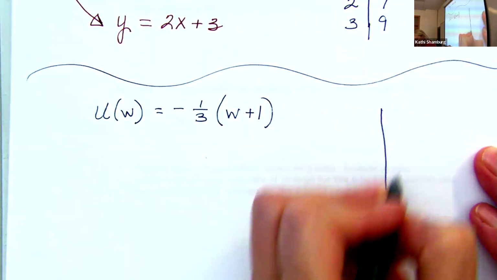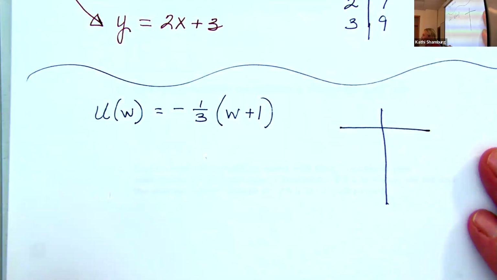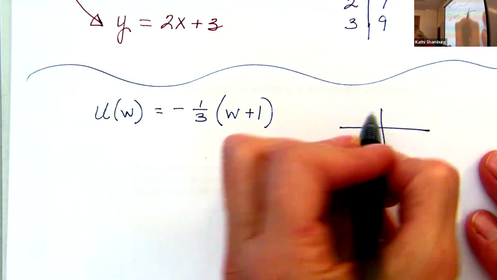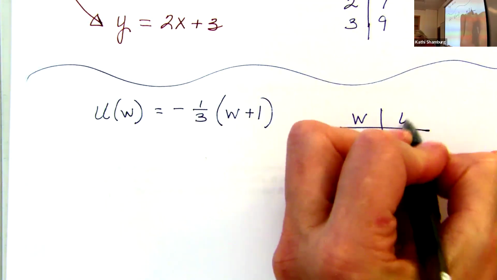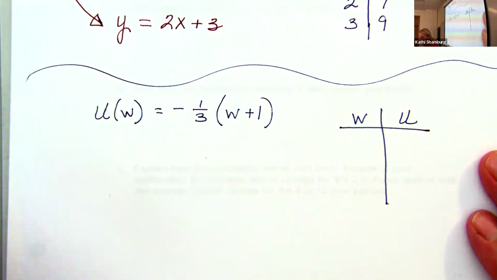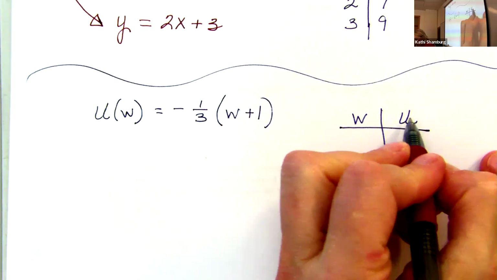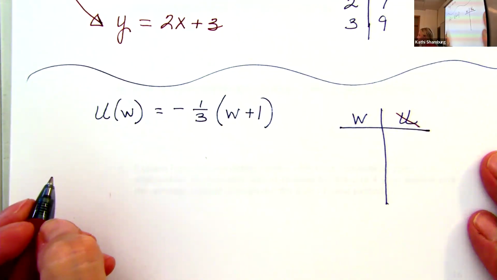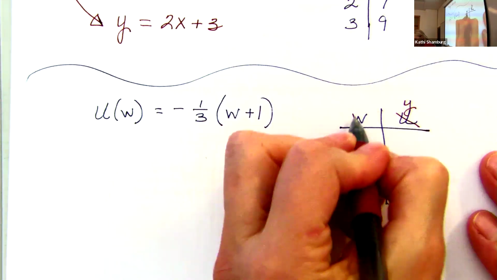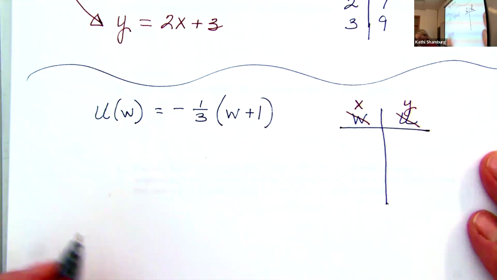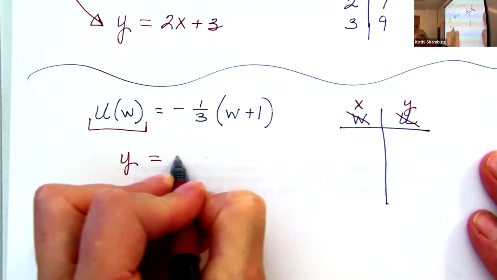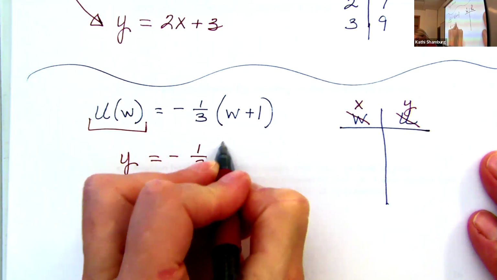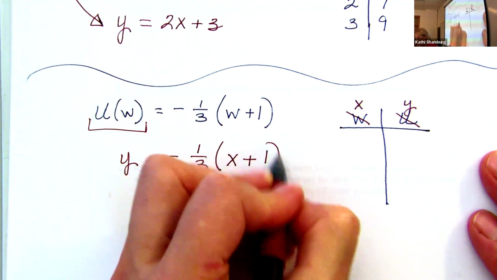All right, so in my table, what's my variable? W. What's my function? U. But for purposes of our calculator, what do we call the function? Y. It's always your Y. Your variable is always your X. So I'm going to rewrite this as Y equals -1/3 parentheses X plus 1.